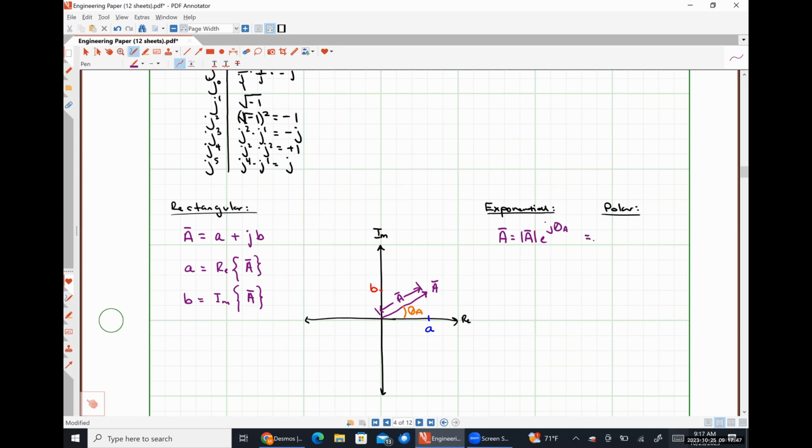In polar form, this is simply the magnitude angle theta A. So the exponential form and the polar form are literally the exact same thing, just expressed in a slightly different form. Polar form is just shorthand notation so that we don't have to write e to the j all the time.